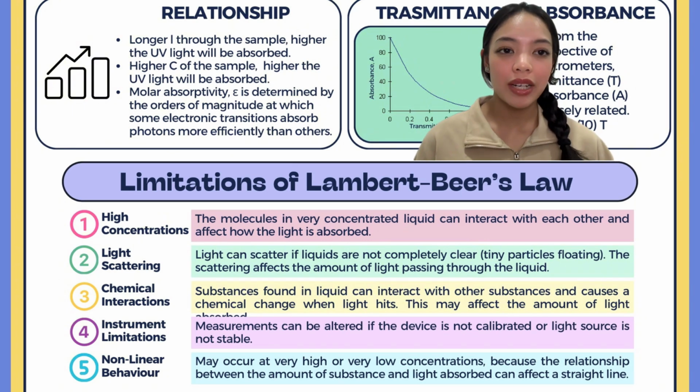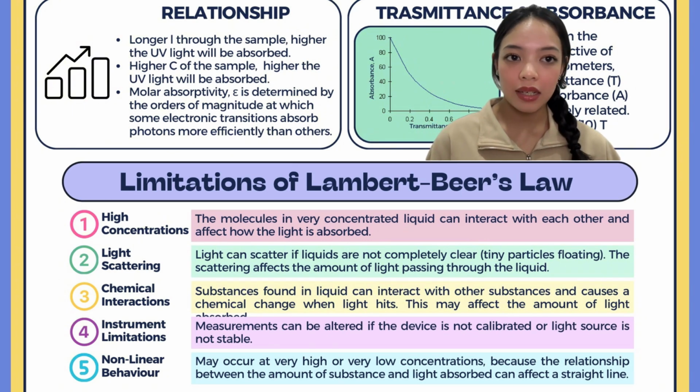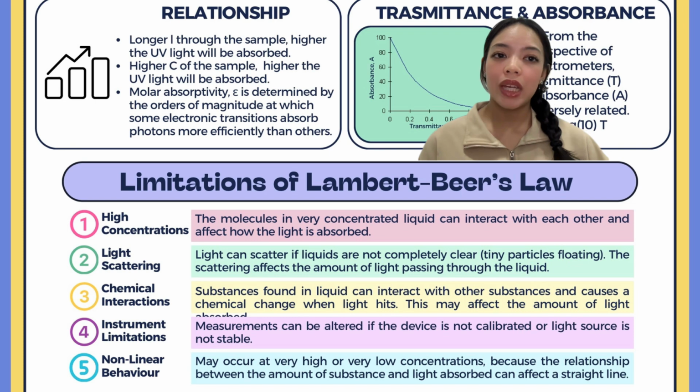The first limitation is regarding high concentration. When the liquid is very concentrated, meaning that it has lots of substances in it, the molecules can start to interact with each other in ways that change how they absorb light. It's like trying to look through a really dense fog, which does not behave the same as a light mist.